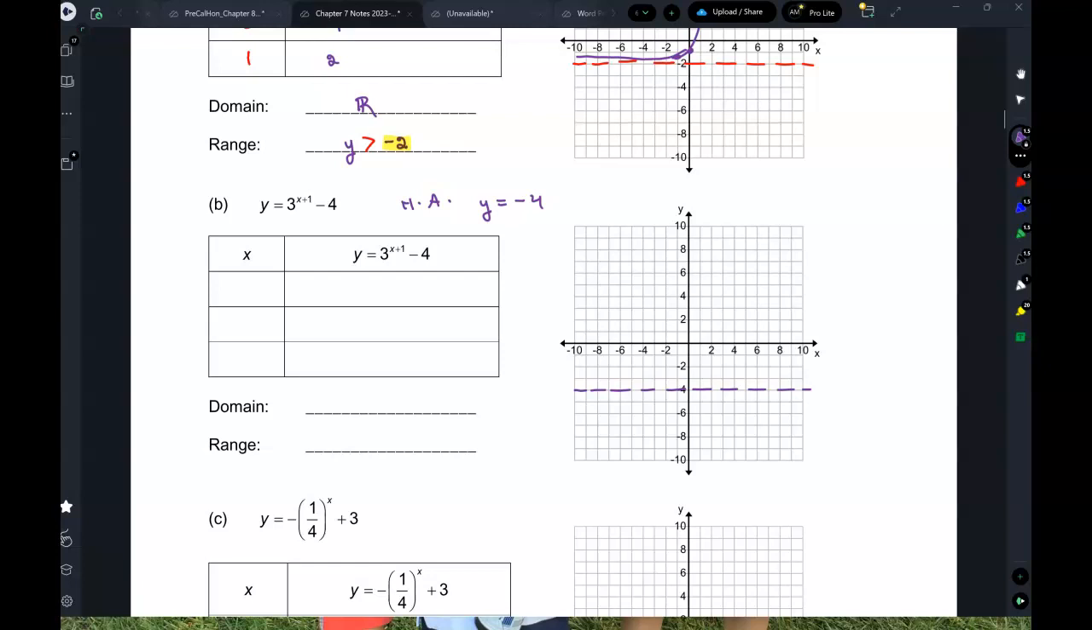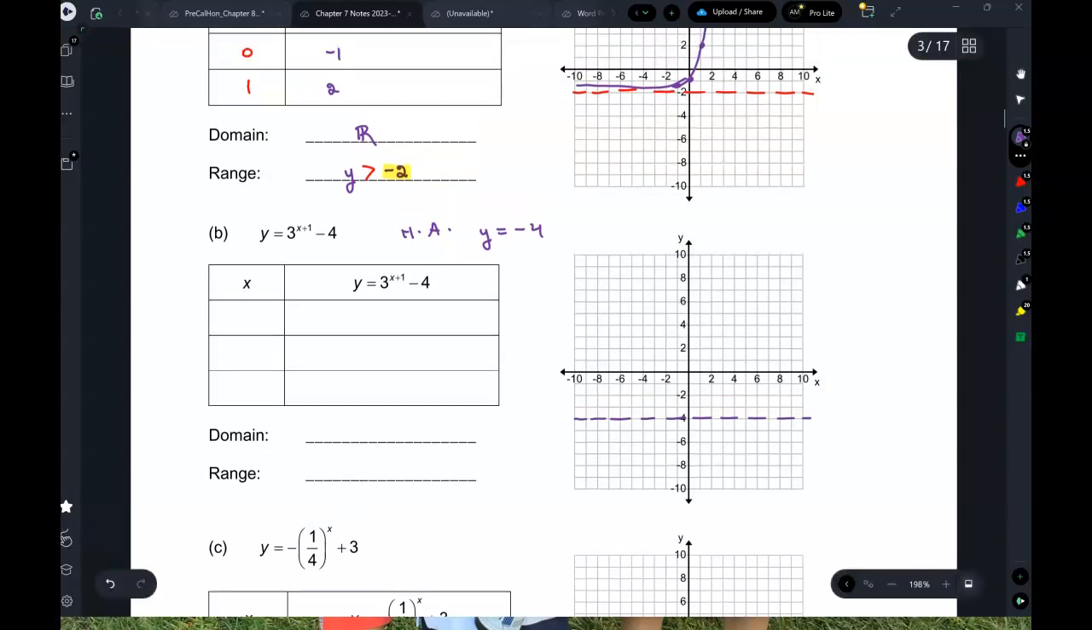So now, here, is this growth or decay? Growth. Okay, how do you know? Find the exponent. It has nothing to do with negative or positive. Where's the exponent? What number has been raised to the exponent? 3. If that 3 is bigger than 1, it's growth. Okay, so growth. So, -1, 0, 1.